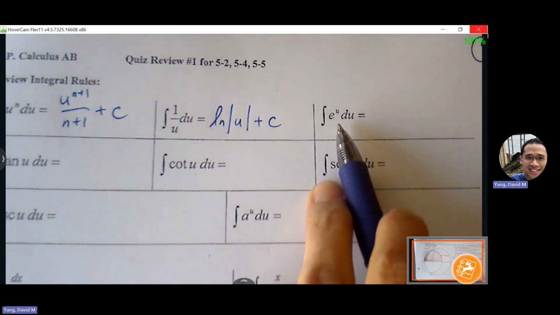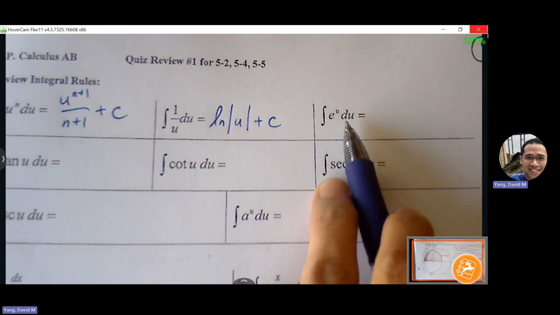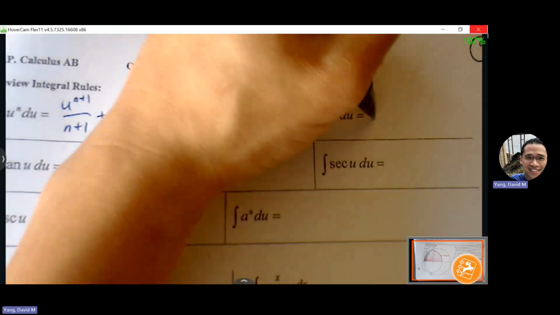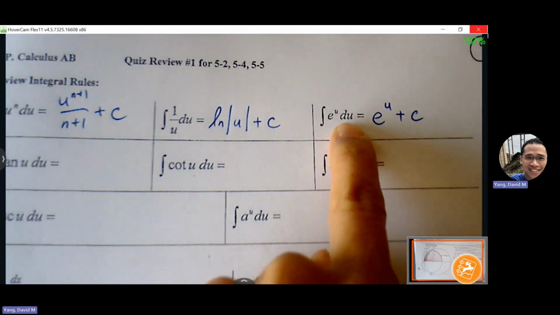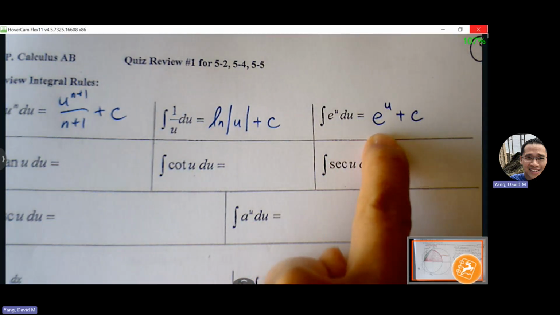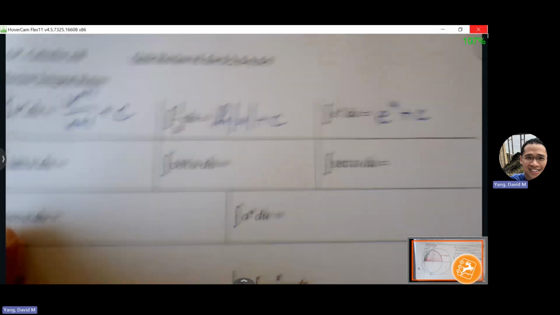E to the u. That's the derivative. So it's just e to the u plus c. The u prime is self-contained within that du, so we do it for the derivative side, but not for the antiderivative side.